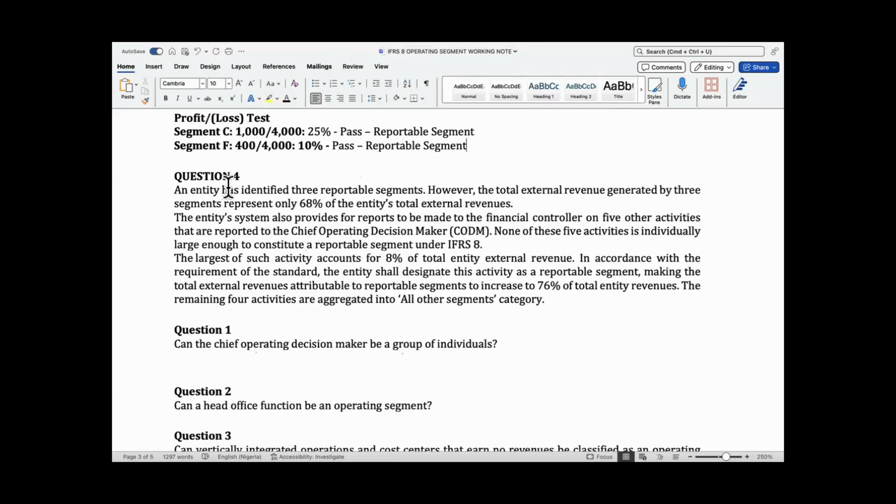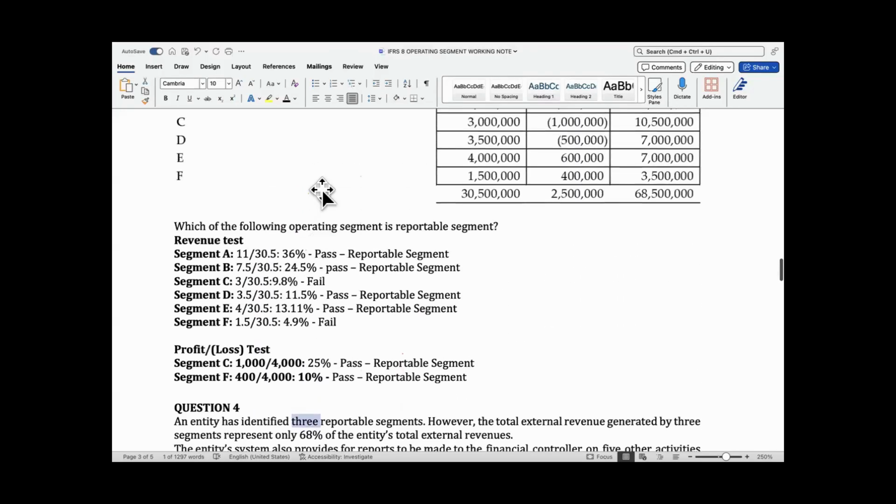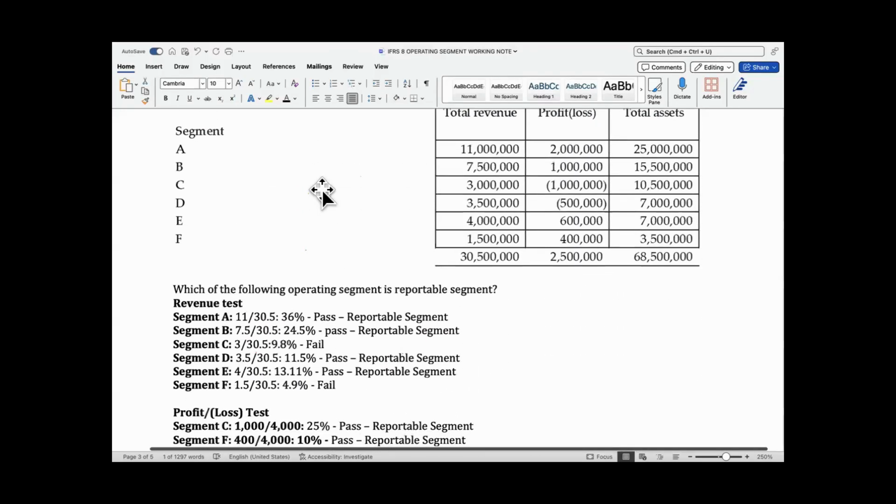Now, this one is talking about an entity that has identified 3 reportable segments. Hello, sir. Yes, Christopher. So, as it is now, may I understand very clearly? If a question like this is given, that means if you've gotten a pass on a particular segment, you should not go further for other calculations. Is that how it is? Yes, it's not necessary again. It is okay in examination condition.